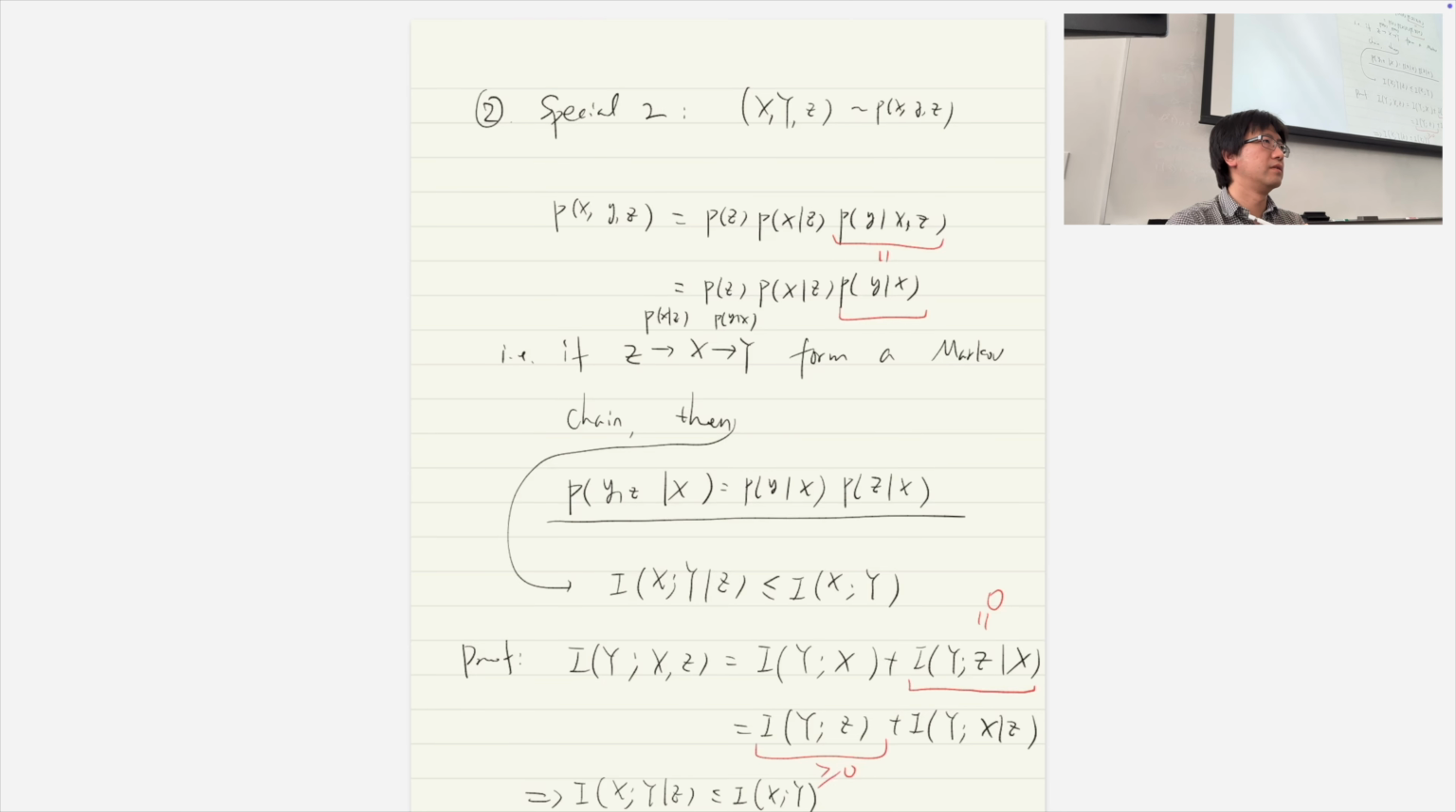Any questions? Compared to the previous case, where two random variables are independent, here given another random variable, the two random variables are independent, right? Then we have a totally different result. Okay, very good.